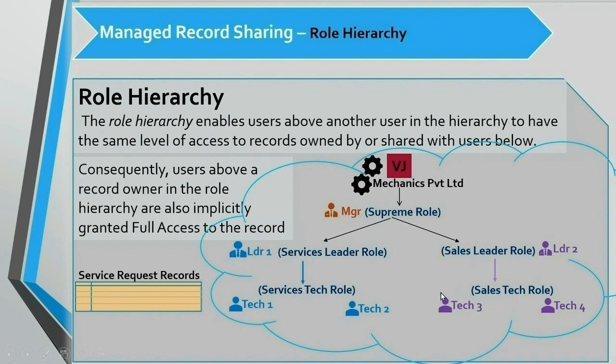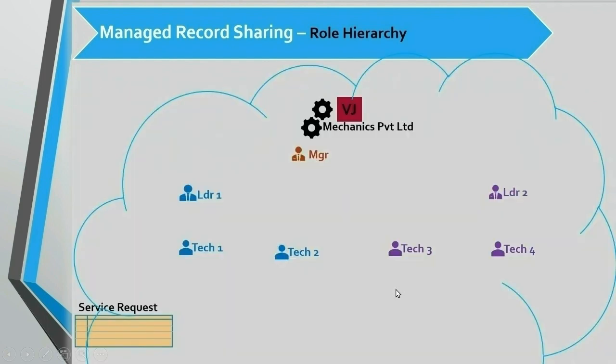In the same way, if Tech3 creates a record, the ownership would be assigned to Tech3, and the same ownership, full access, would go to LDR2 and the supreme role, that is the MGR user. For better understanding, we keep role hierarchy and OWD as separate concepts. We will just look into the role hierarchy with OWD as private. Consider OWD as private for now.